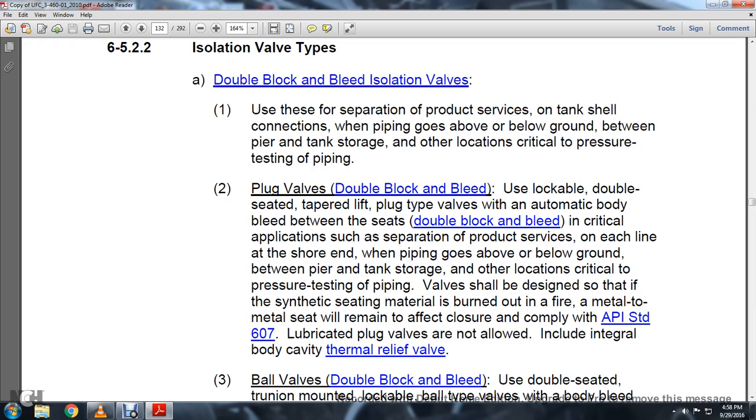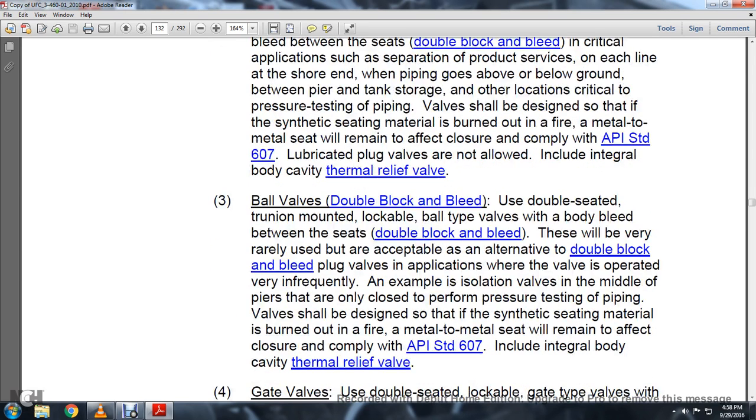The product services on each end of the line, at the shore end of the piping that goes above and below the ground between the pier and the tank storage, and in other locations critical to pressure testing of the piping. The valve should be designed so that the synthetic seating material is burned out in a fire and the metal-to-metal seat will remain an effective closure. Comply with API Standard 607. Lubricated plug valves are not allowed, including integral body cavity thermal relief valves.